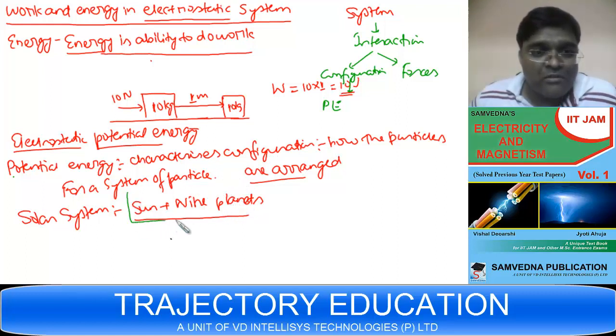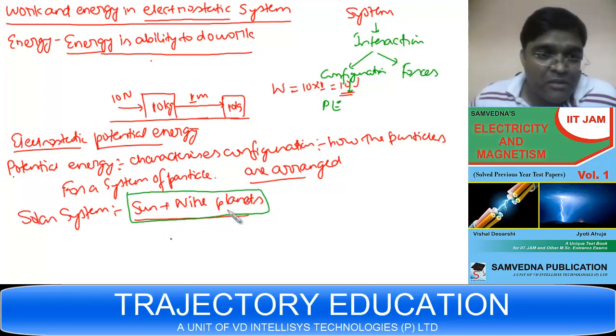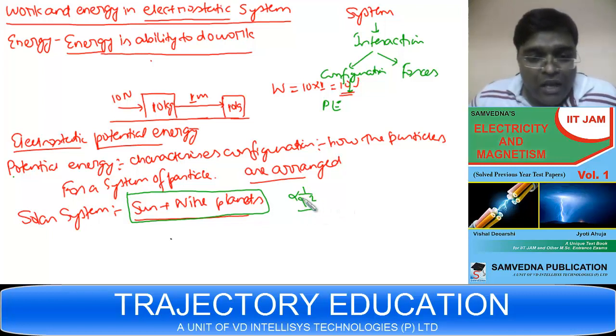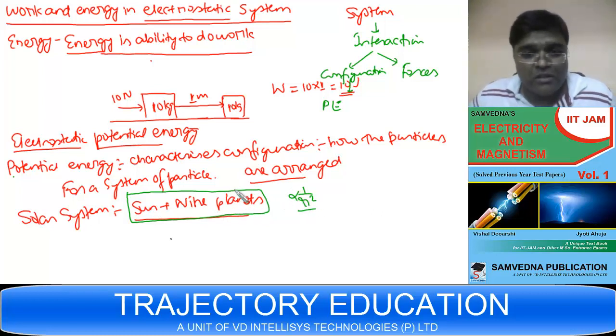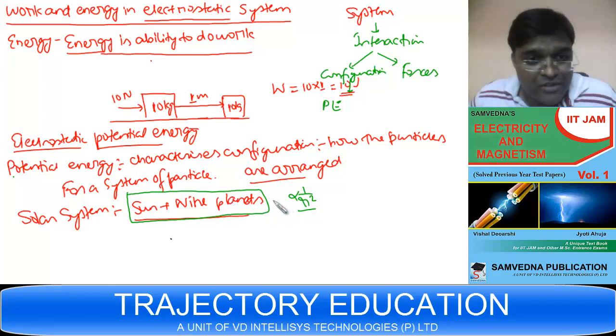So what can be the configuration of the Sun plus 9 planets for which the particles are not interacting among themselves? See, for Sun and 9 planets, the interaction has an inverse variation with the distance. They are interacting via a gravitational force which has an inverse variation with the distance. So obviously, if they are going farther from each other, the interaction will fall. The force between them will fall. The interaction will turn weaker. So a configuration where all these 10 particles are at infinite distance from each other can be assumed to be a configuration for which we can assign 0 potential energy.